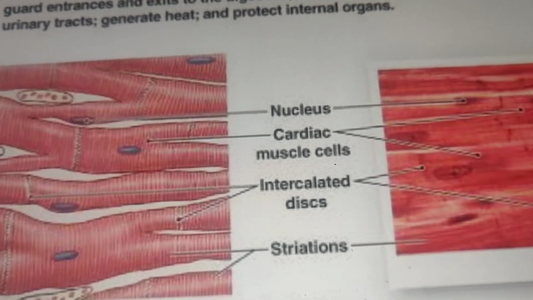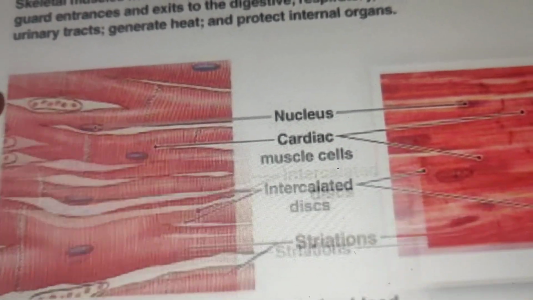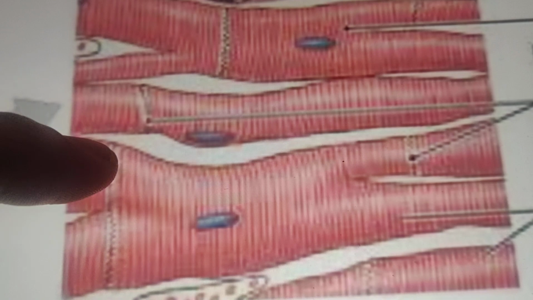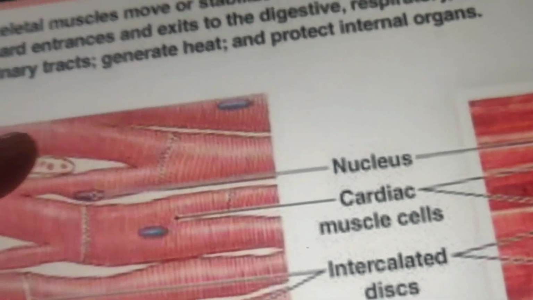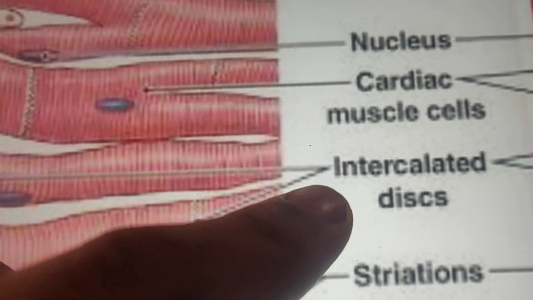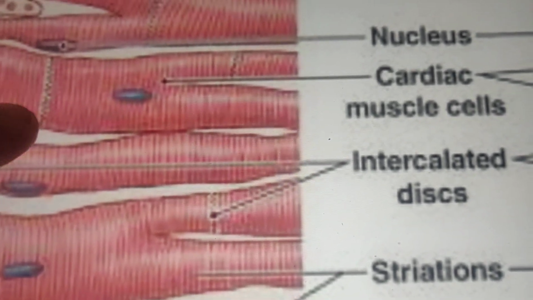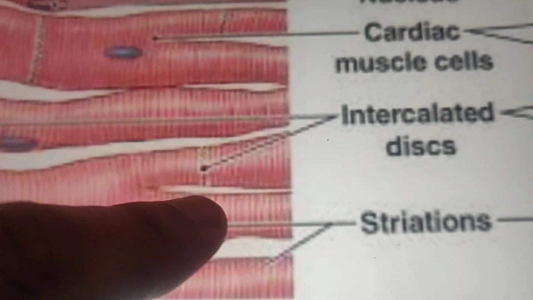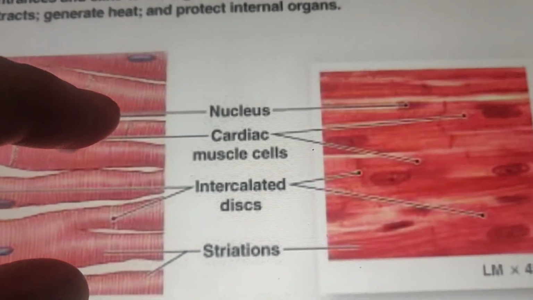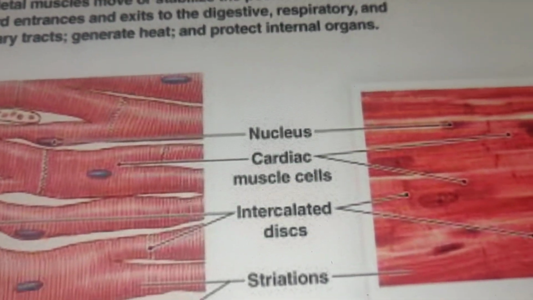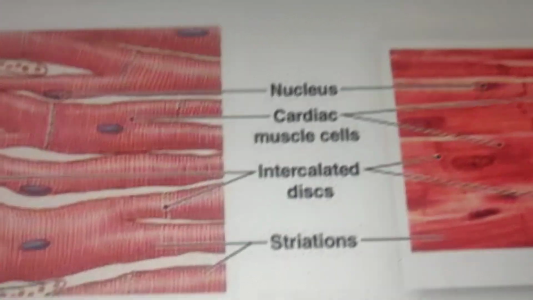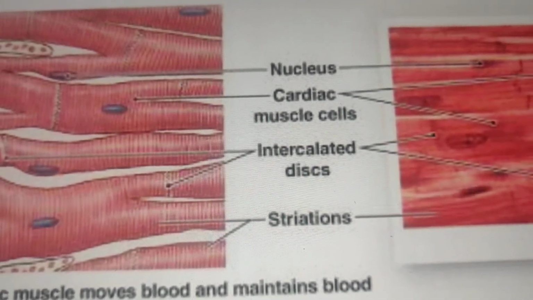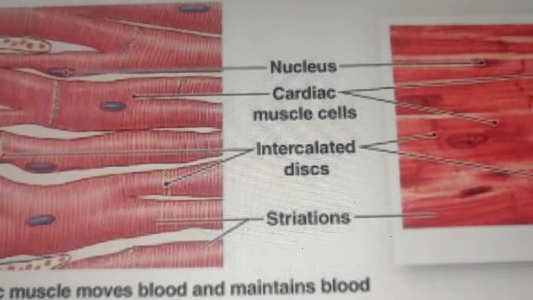They are connected with the others. See, thread-like structures are there, connecting them with other cells. These are known as intercalated discs. The stripes are seen, and these thread-like structures connect with the other cells. The cardiac muscle is helpful for contraction and relaxation. The location is the wall of the heart, as already told.